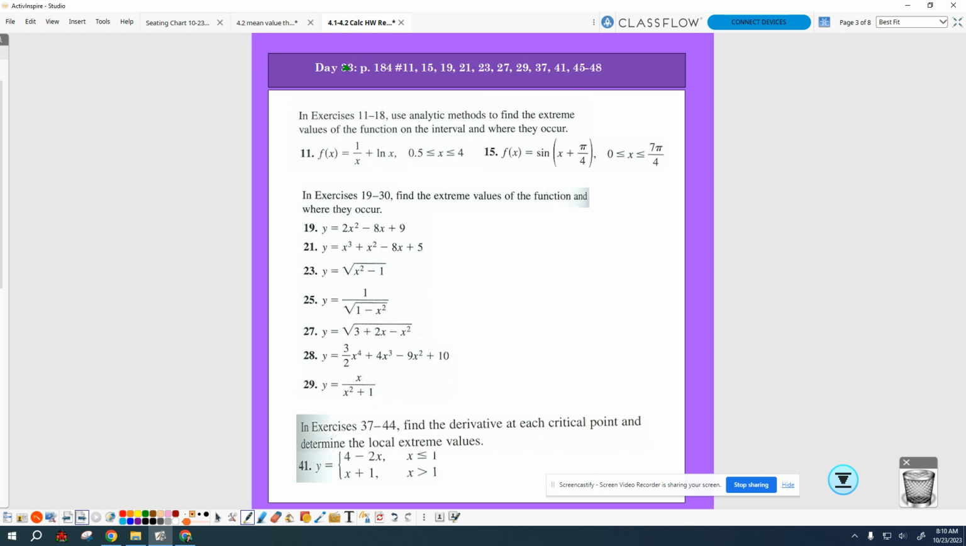Extreme values just mean absolute local maximum. Extreme values mean highs and lows, yes. Both absolute. Yes.